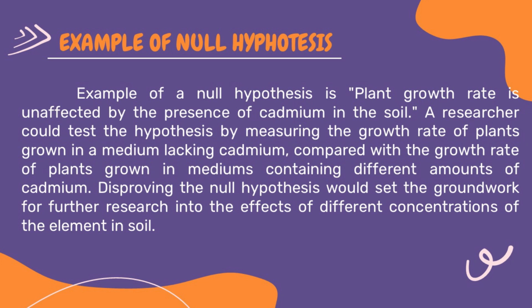The example is plant growth rate is unaffected by the presence of cadmium in the soil. A researcher could test the hypothesis by measuring the growth rate of plants grown in a medium lacking cadmium, compared with the growth rate of plants grown in mediums containing different amounts of cadmium. Disproving the null hypothesis could set the groundwork for further research into the effects of different concentrations of the element in soil.